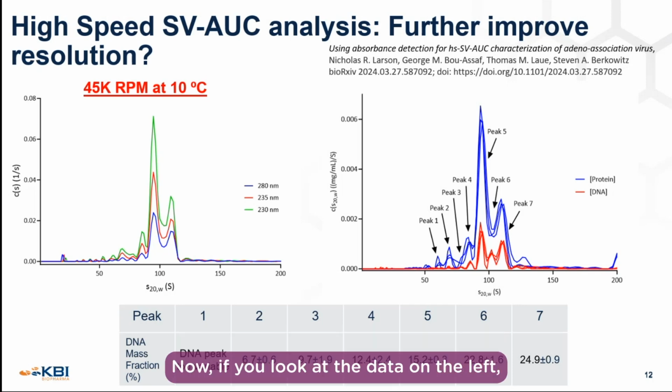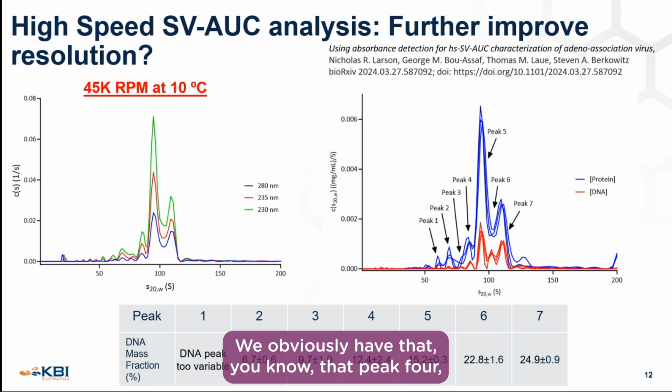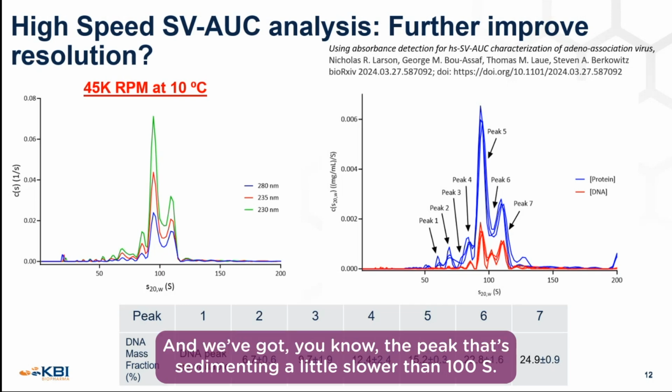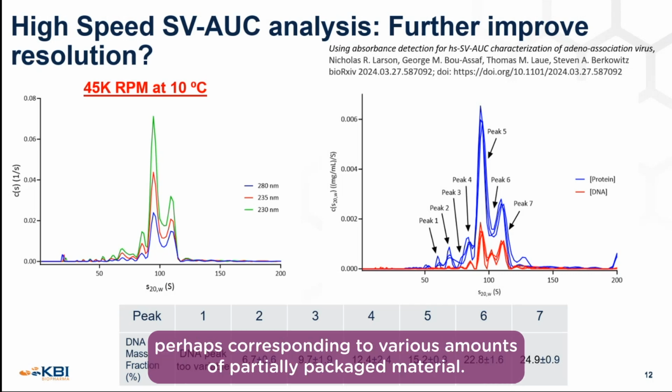Now, if you look at the data on the left, we're seeing a similar size distribution. We obviously have that peak 4, sedimenting a little faster than 100S, and we've got the peak that's sedimenting a little bit slower than 100S. And we've actually resolved quite a few additional peaks here, perhaps corresponding to various amounts of partially packaged material.